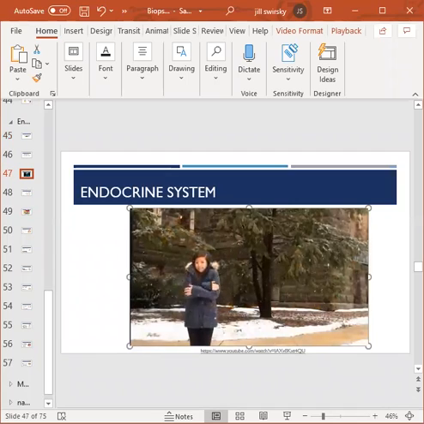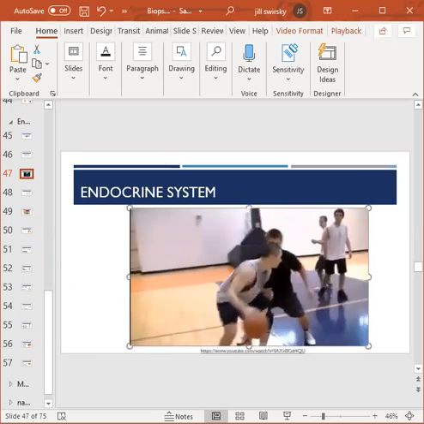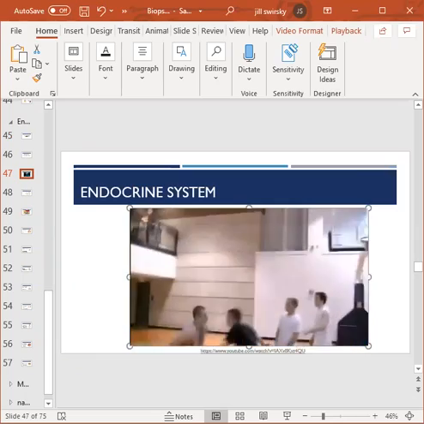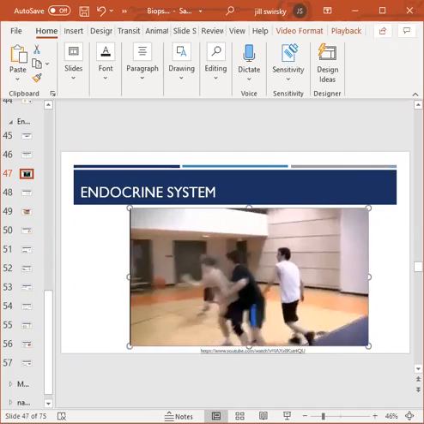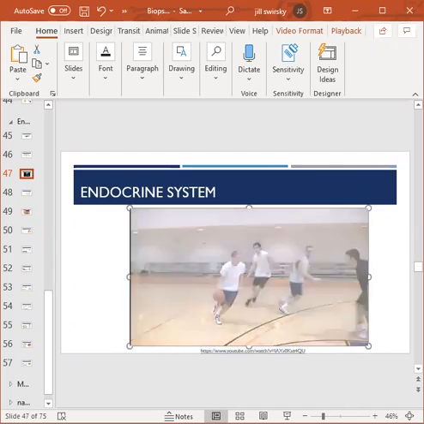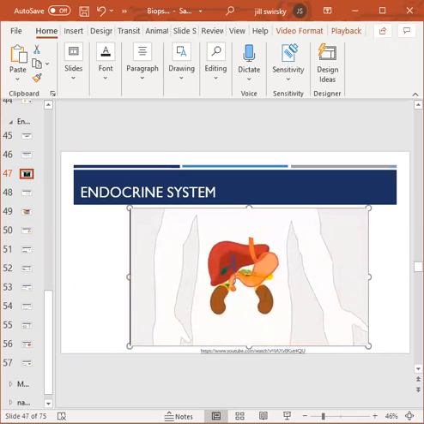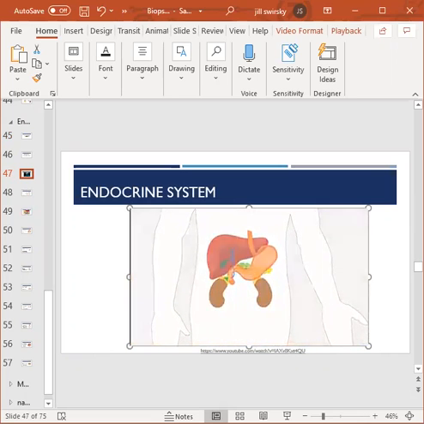Our body is always in flux. When we are cold, our body shivers. When we are hot, our body sweats. Our body engages in these activities to keep our internal temperature constant. This is an example of homeostasis, which is defined as the ability of the body to maintain a constant internal state. One major way the body maintains homeostasis is through the endocrine system.